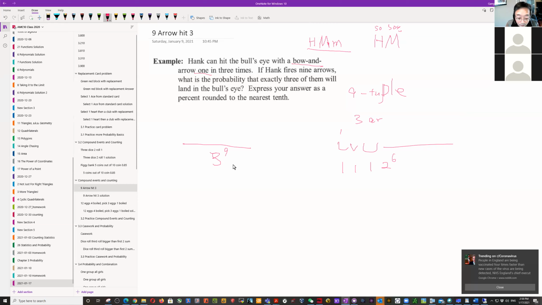I have numerator 3 to the 9th and the denominator 2 to the 6, which just represents the first 3 arrows hit. But the way to choose the position of the hit is actually 9 choose 3. So on the numerator, it's going to be 9 choose 3 multiplied by 2 to the 6. This is if I do it the counting way.